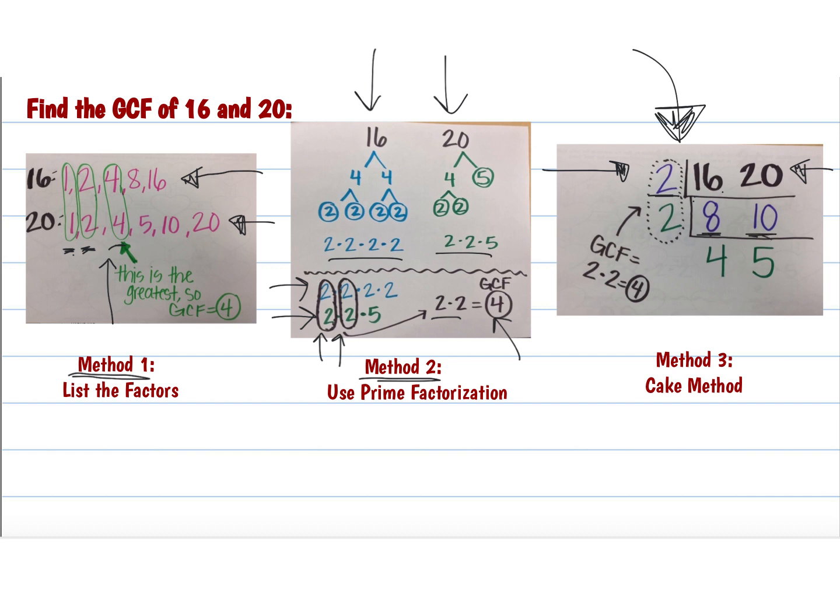Then I asked myself, okay, what's a number that 8 and 10 can be divided by, which is 2 again. So then 8 divided by 2 is 4, 10 divided by 2 is 5, and now I ask myself, what number can 4 and 5 both be divided by? And the only one they have in common is 1, so that means I'm done. So then I take these numbers, I multiply them together, and I get 4.